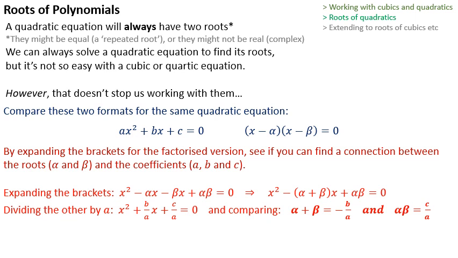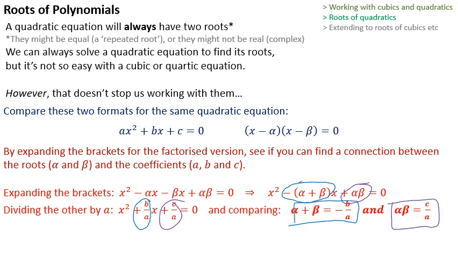And if we do that, well, all you need to do then is recognize that the number at the end, the plus alpha beta, corresponds to the number at the end, which is now not just c, but c over a. And similarly, we've got a number in front of x, that's minus alpha plus beta, and that corresponds to the number in front of x, b over a. So being a little bit careful with the negative sign, we can generate for ourselves a couple of useful results. We've got the sum of the roots is always equal to negative b over a, and the product of the roots is always equal to positive c over a.